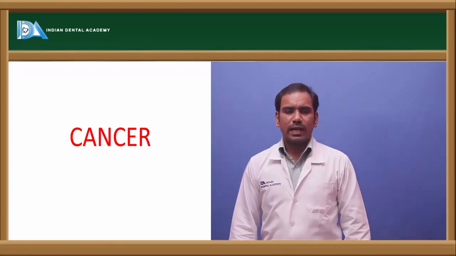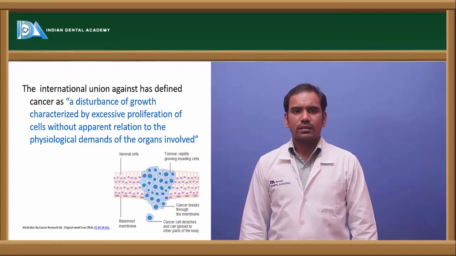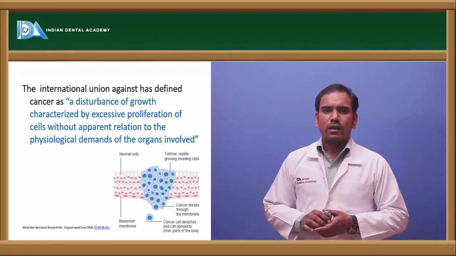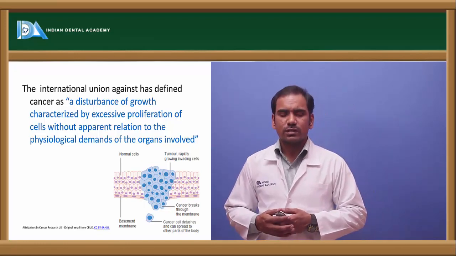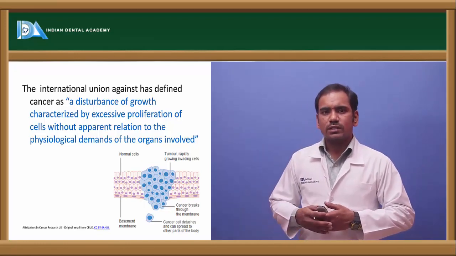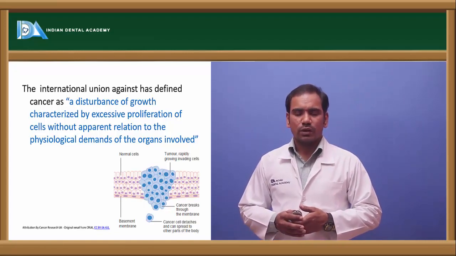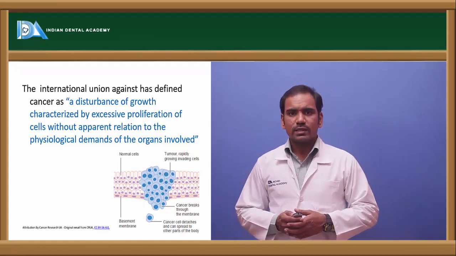Coming to our next chapter, cancer. So what is cancer? Cancer can be defined as a disturbance in growth characterized by excessive proliferation of cells, uncontrolled proliferation and division of the cells, so that it has no relation with the physiological needs of an organism. That is the definition of cancer.